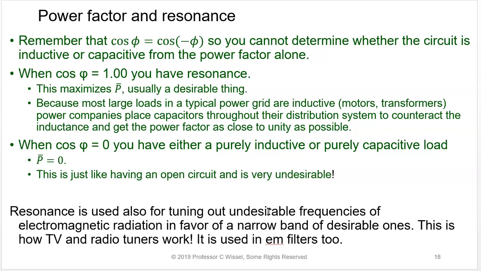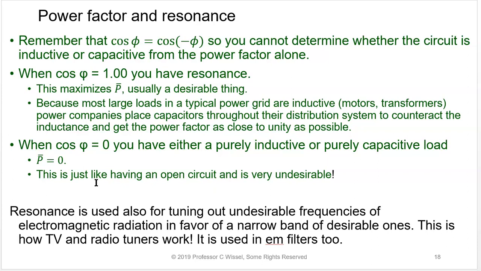Now, if you think of an electrical grid, most large loads in a typical power grid are inductive. Motors and transformers are everywhere in a typical power grid. Power companies place capacitors throughout their distribution system to counteract the inductance and get the power factor as close to unity as possible. When cosine phi equals 0, you have either a purely inductive or purely capacitive load, and the power equals 0. This is just like having an open circuit and is very undesirable.